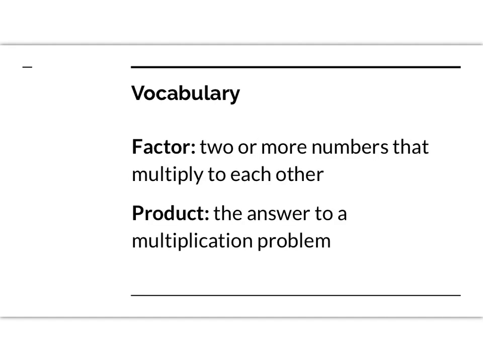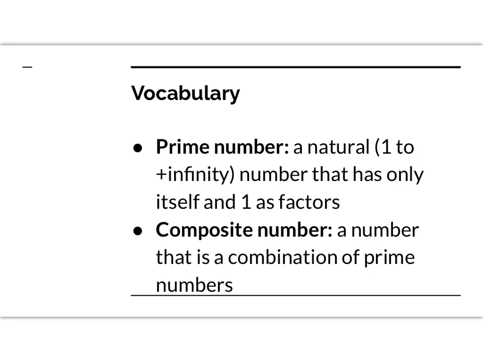So our objective: a factor is two or more numbers that multiply. Factors are numbers that multiply. The product is the answer. Prime numbers. So let's talk about prime numbers. Prime numbers cannot be divided by any other number but themselves. So let's give you a couple of examples of prime numbers.